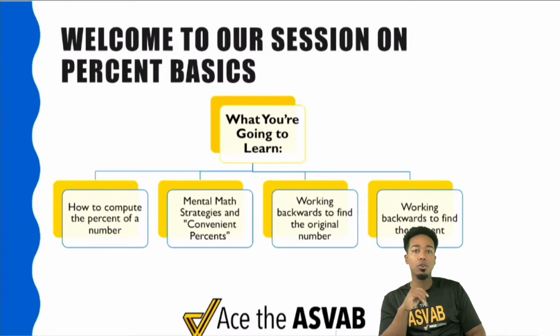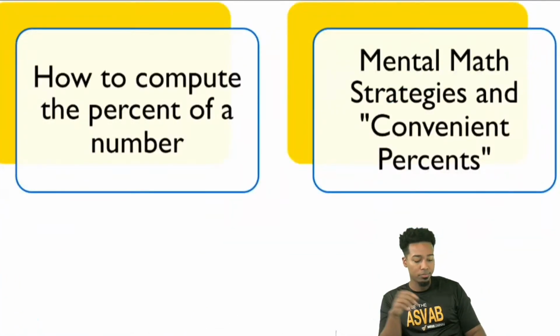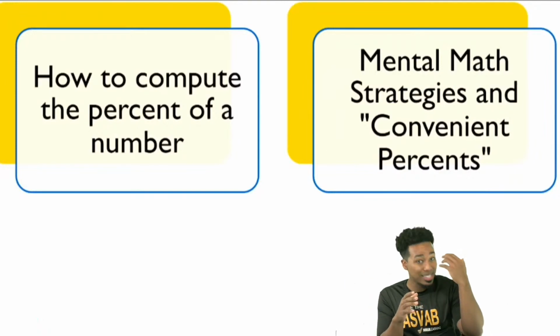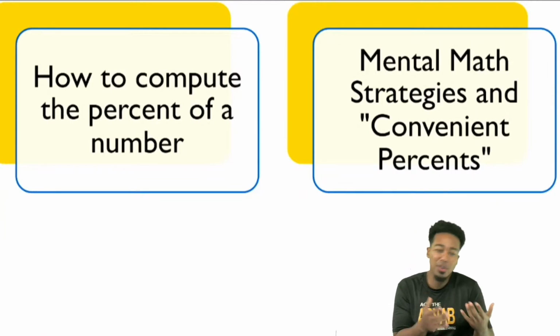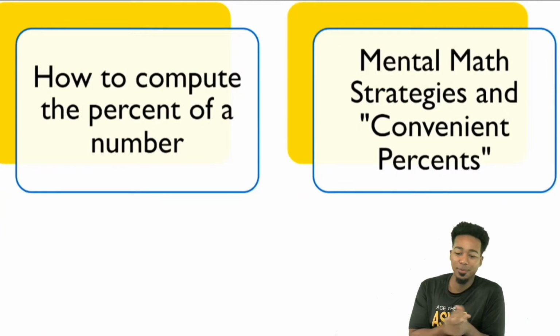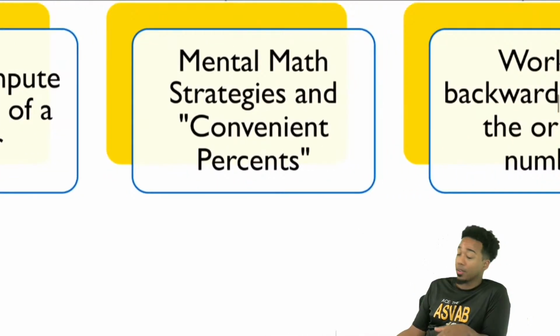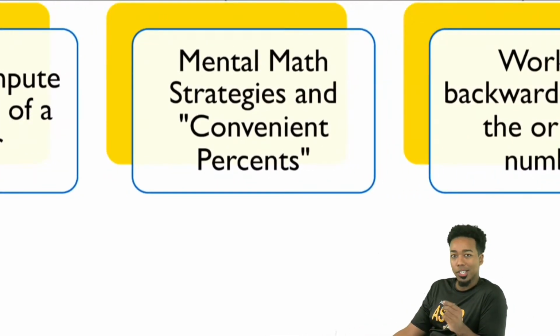So here are the 4 main goals we're going to have today. Number 1, very simple: how to compute the percent of a number. That's going to be very straightforward. I know a lot of us have seen it before, but have we had all that practice? That's what we're going to get into. We're going to learn how to compute the percent of a number, but even better, we're going to be looking at mental math strategies that are really going to help us save time on some convenient situations.